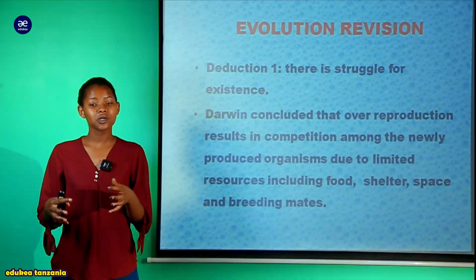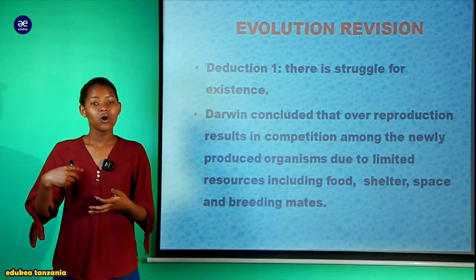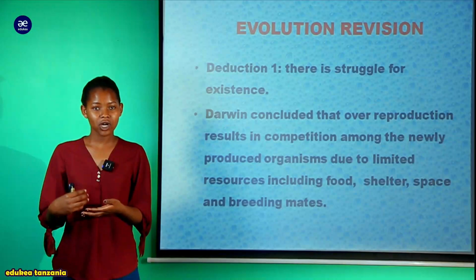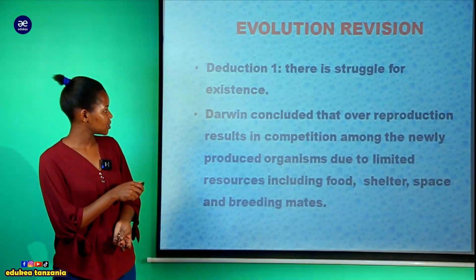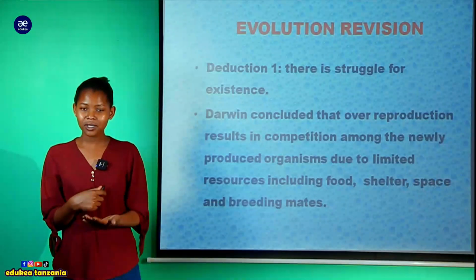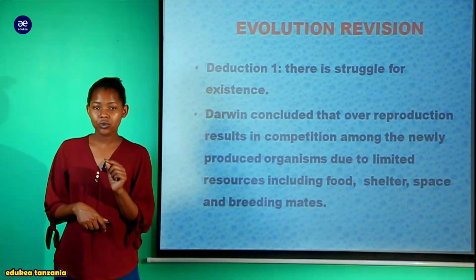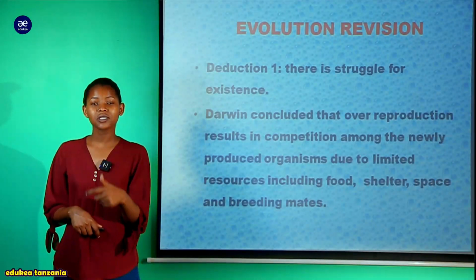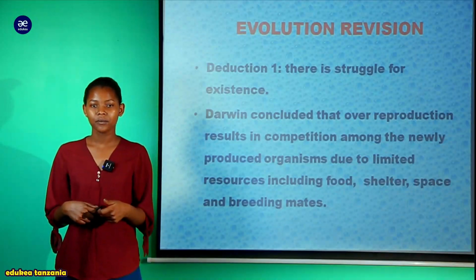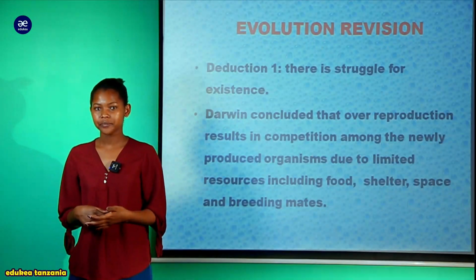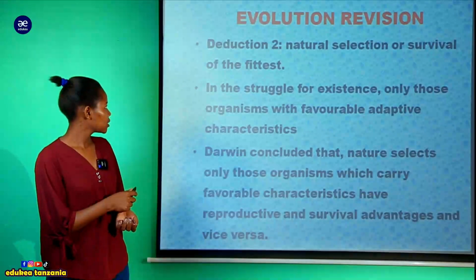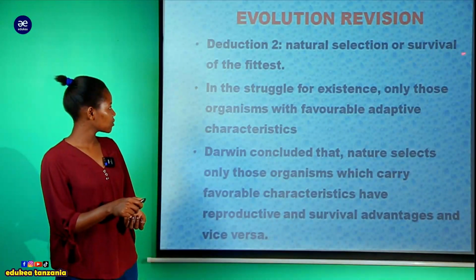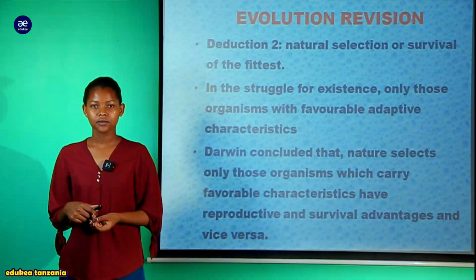So wale organism ambao watakuwa ni struggle enough kuweza watakuwa ni fit enough kuweza kustruggle na kuweza kupata kile chakula wataishi. That is the struggle for existence. So ili uweze kuexist, lazima ustruggle upate kile kitu ambacho kitakuwezesha wewe kuexist. That is according to Darwin. And another deduction we can see, it is all about natural selection or survival of the fittest.